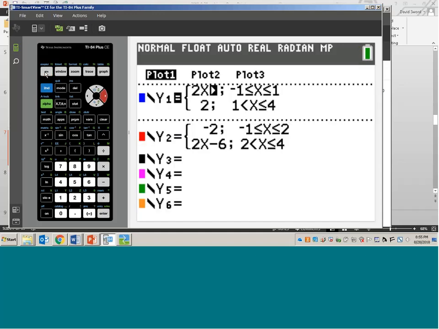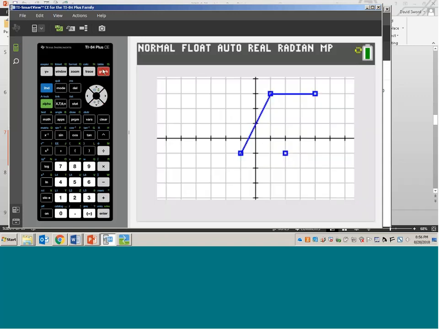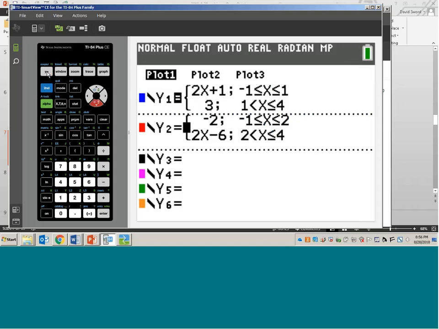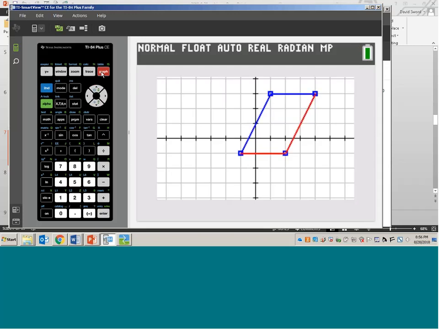So let's go to x plus 1. And let's go to 3. And there we go. And so when I go to y equals, I can change the second one, which I know this is -1. And this, I believe, is 2x minus 5. And we get a second piecewise function.